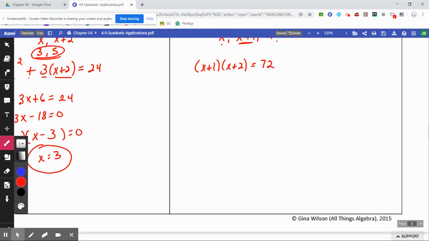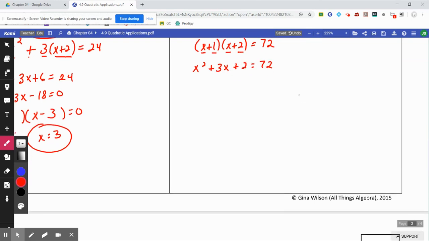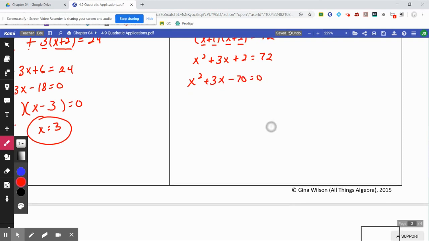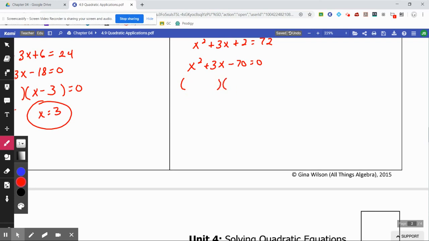Let's clean it up. X times x is x squared. X times 2 and 1 times x gives you 2x and 1x, which is 3x. Then 1 times 2 is 2. Move the 72 over, gives you x squared plus 3x, subtract 72, gives you minus 70 is equal to 0. Factor. X and x. Adds and multiplies would be a positive 10 and a negative 7. So either x is negative 10 or x is equal to 7.